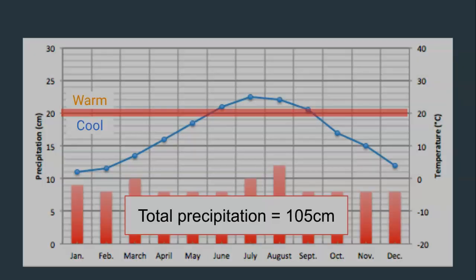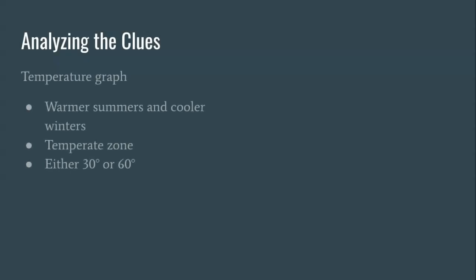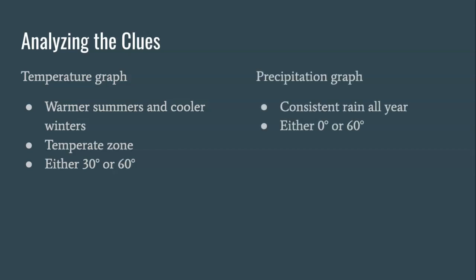So what does all this tell me? Well, let's go through temperature and precipitation. The temperature graph showed me that it had warm summers and cool winters, and that tells me that that graph comes from the temperate zone, which means that it could be either 30 degrees or 60 degrees. The precipitation graph showed me that it had consistent rain all year, and I know that the equator and 60 degrees have consistent rain.